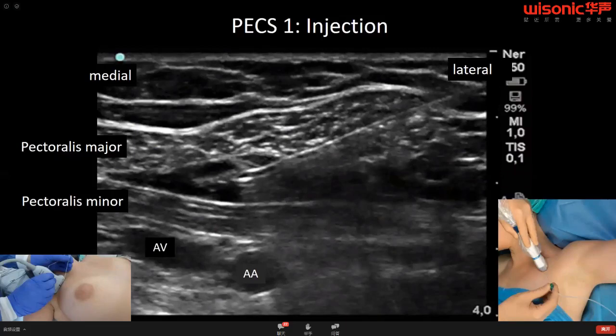You see the PEC major muscle, PEC minor muscle below the axillary artery and the vein, and the needle is advanced, in this case, from lateral to medial. And the tip of the needle is placed in the plane between the major and minor PEC muscle.